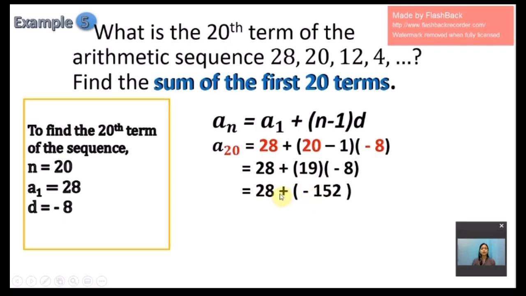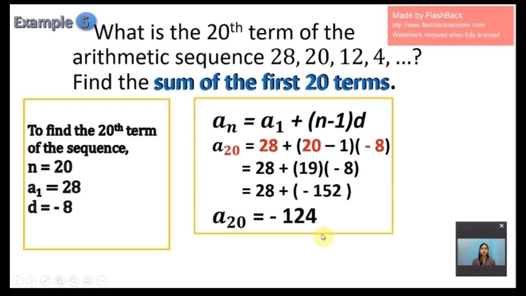Since we have opposite signs, different signs, we'll just subtract 152 and 28, then copy the sign of the negative. So we'll have negative 124. Therefore, the 20th term of the sequence is negative 124. So the answer for the first question is negative 124. This is the 20th term of the given arithmetic sequence. Now, let us find the sum of the first 20 terms.